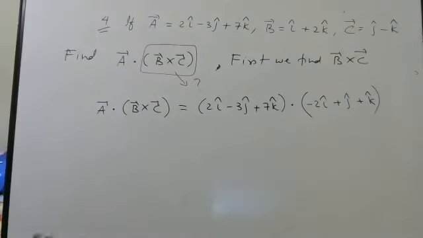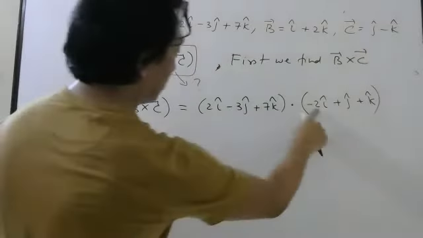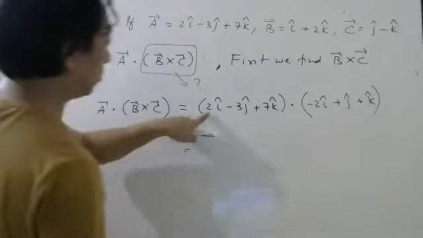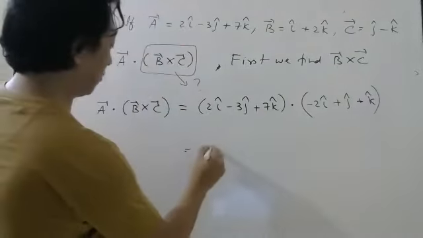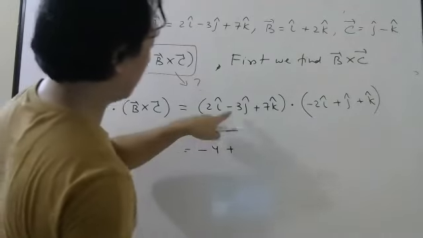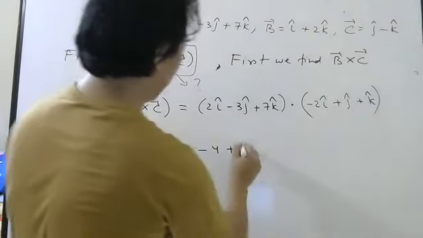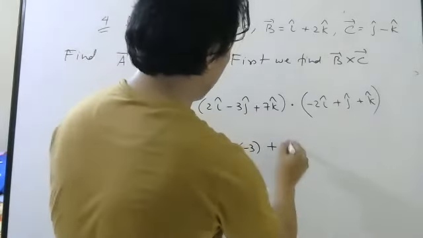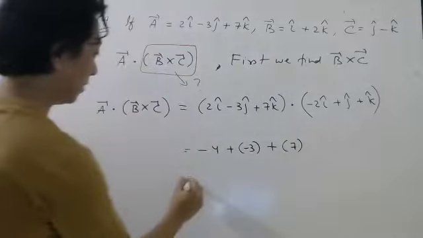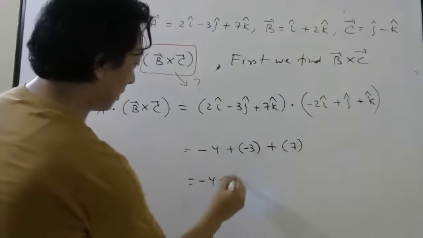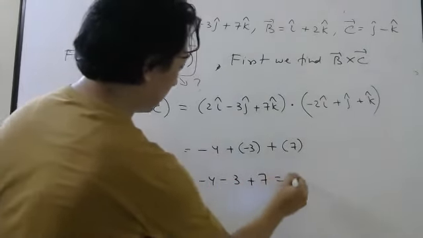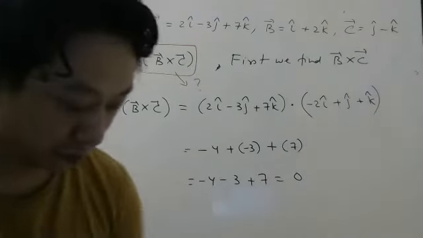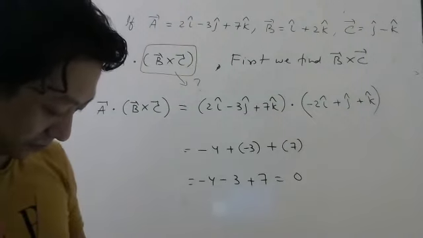And once you do that, then you have to just multiply x component, y component, z component. So 2 into -2, -4, plus -3 into 1, -3, plus 7 into 1, 7. So -4 plus -3 plus 7, oh, it is 0. Okay. Is anything pending now? No.